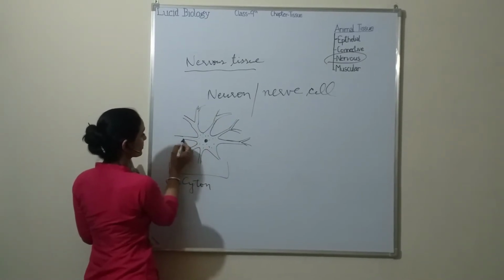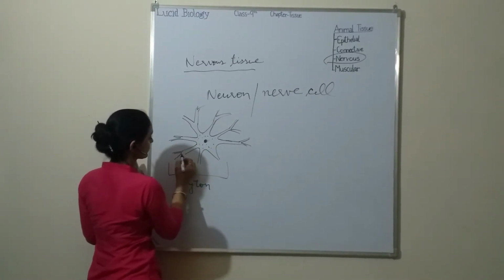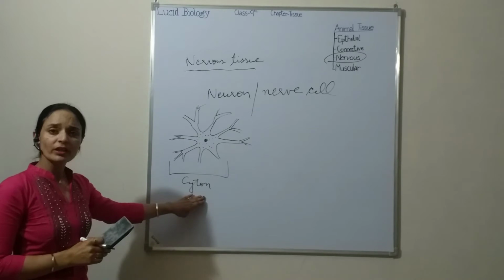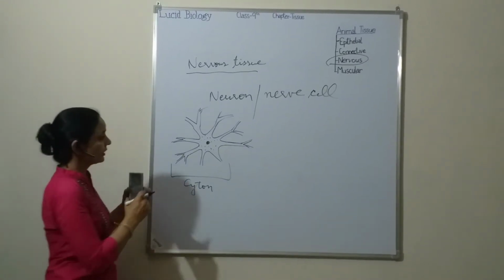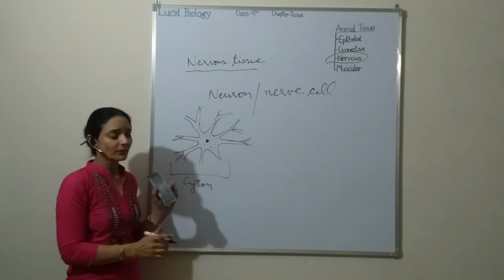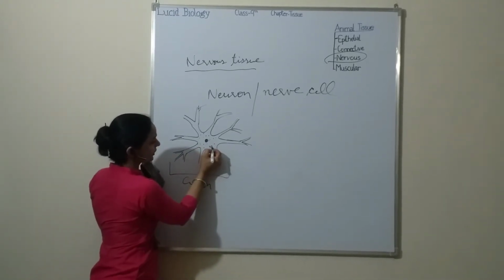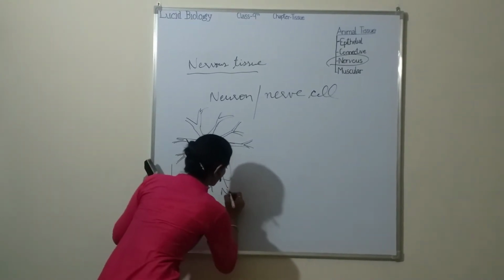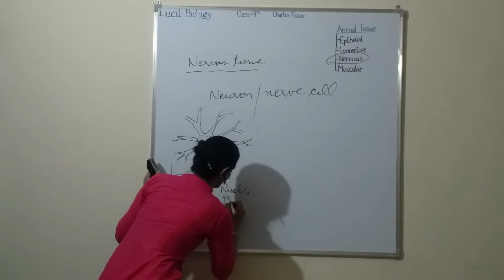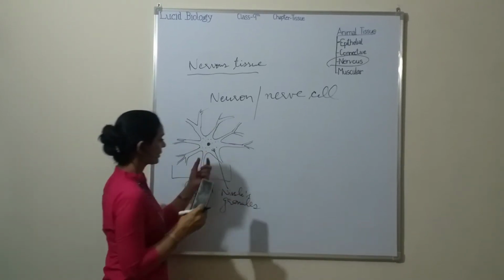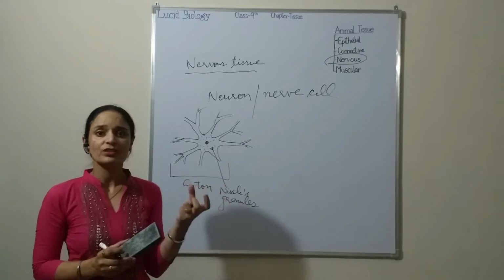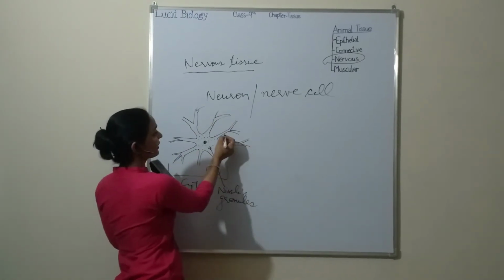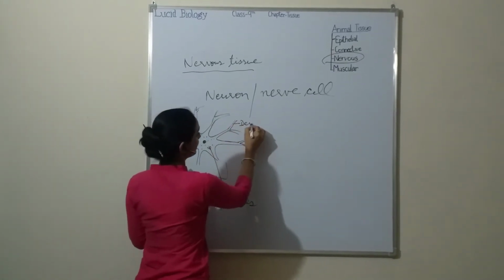You have the highly branched structure. So this is the cell body of the neuron, also called cytosol, which has a central nucleus, and in the cytoplasm you find tiny structures called Nissl granules. Actually, what are these? These are clumps, clusters of ribosomes which synthesize proteins. And these are dendrons, and further branches are called dendrites.